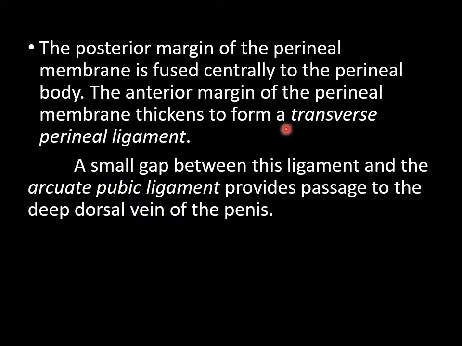Now, the posterior margin of the perineal membrane is fused centrally to the perineal body. There is a fibrous body which is present at the midline of the perineum, and the anterior margin of the perineal membrane thickens to form the transverse perineal ligament. A small gap between this ligament and the arcuate pubic ligament provides the passage for the deep dorsal vein of the penis. Let me show you that.